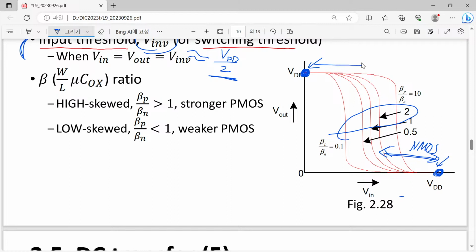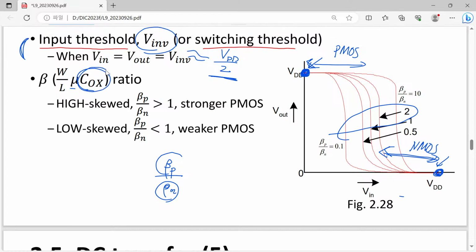And when the PMOS is strong, or the pull-up network is strong, then we will have this behavior. So we have the ratio beta P over beta N. Here, beta corresponds to just W over L times mobility times Cox. Usually both NMOS and PMOS share the same oxide capacitance in the same technology, so they are common. So the difference comes from the width, length, and mobility.